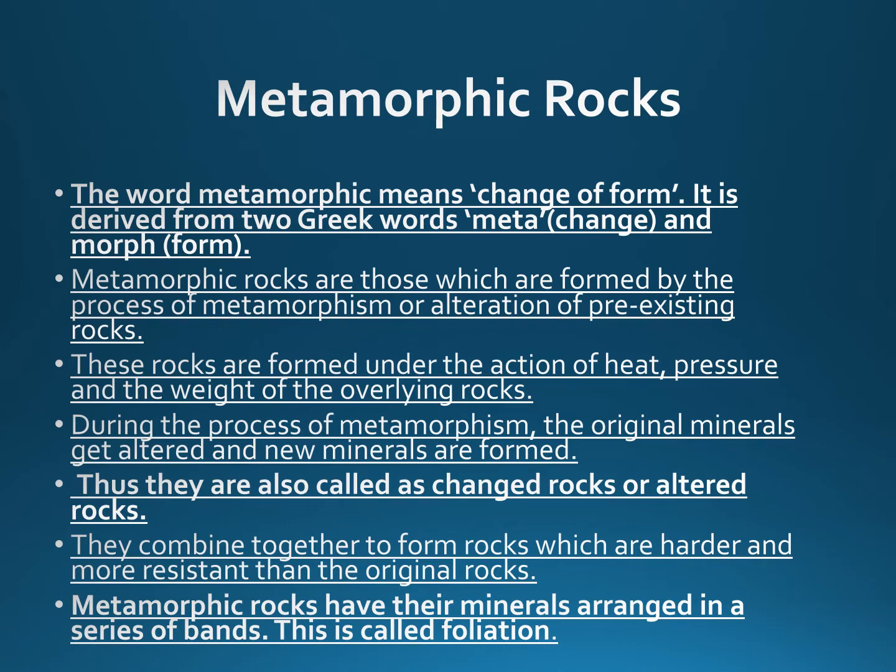During the process of metamorphism, the original minerals get altered and new minerals are formed. Thus, they are also called changed rocks or altered rocks. They combine together to form rocks which are harder and more resistant than the original rocks. Metamorphic rocks have their minerals arranged in a series of bands. This is called foliation.